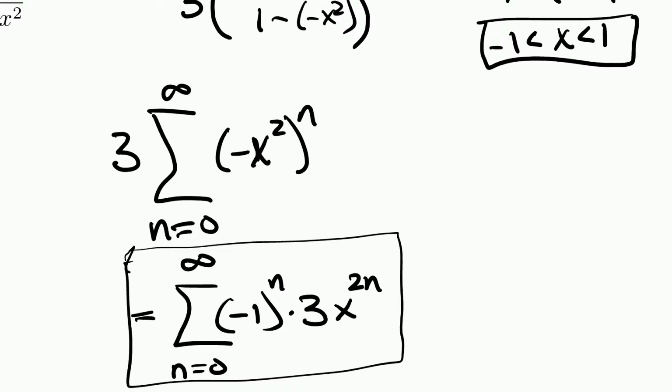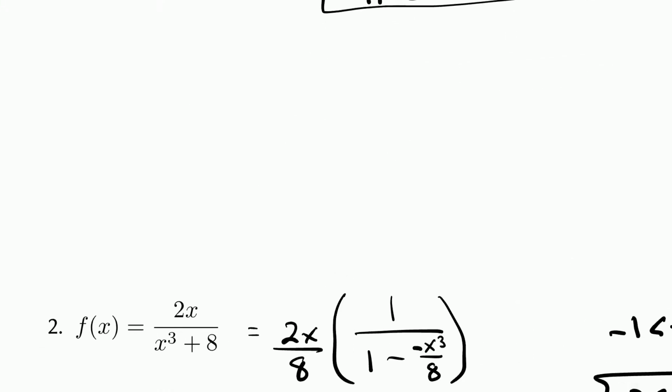It should have a 3, it should have a -1 to the n, it should have an x to the 2n, or at the very least, I probably would be happy with x squared to the n power, although it looks ugly to me. So, all right, any questions about the first one? Number 1, okay, let's take a look at 2.